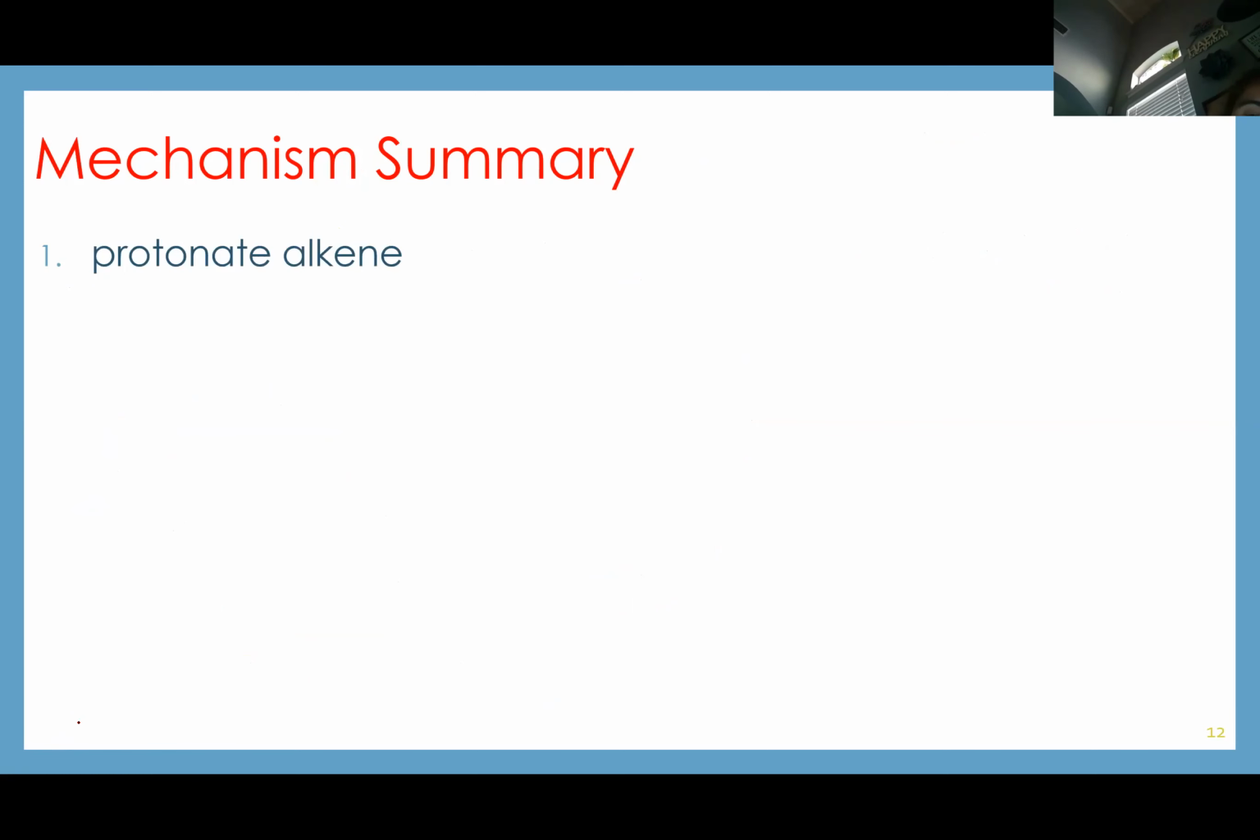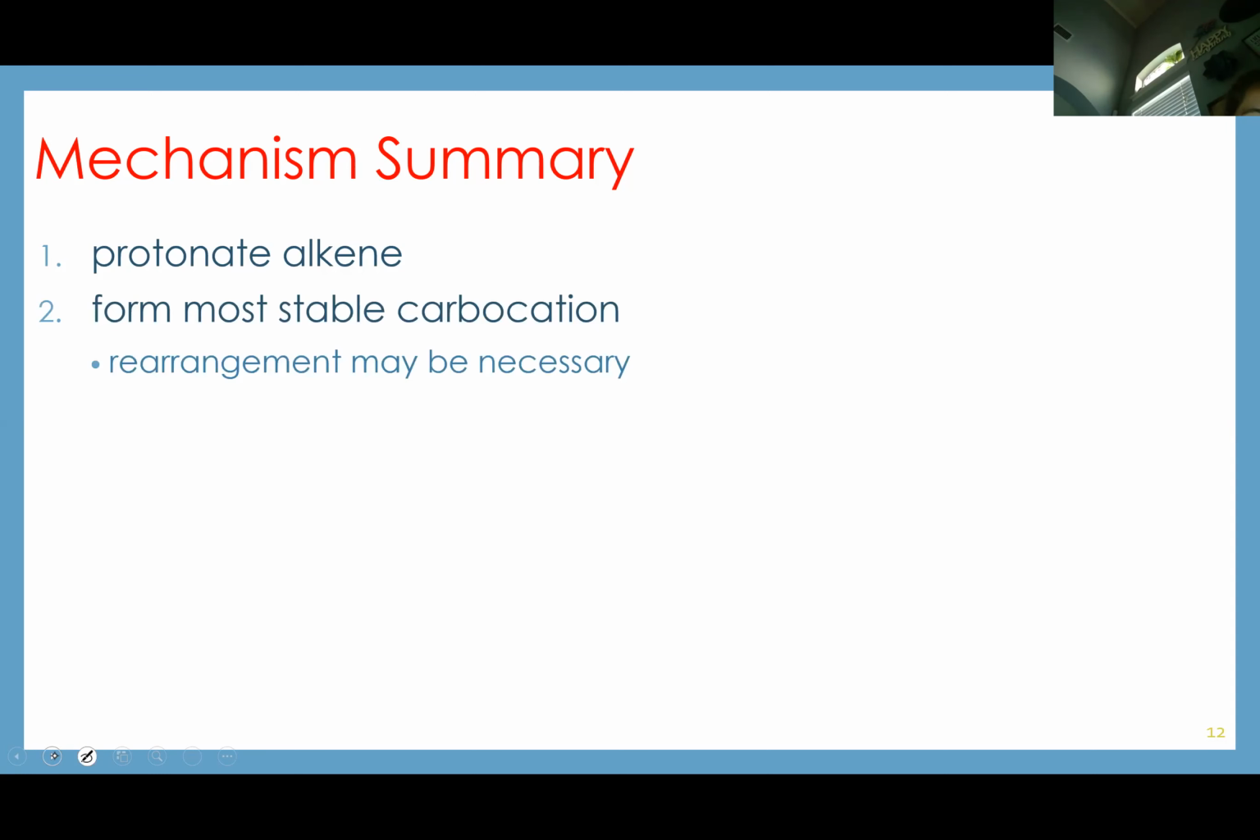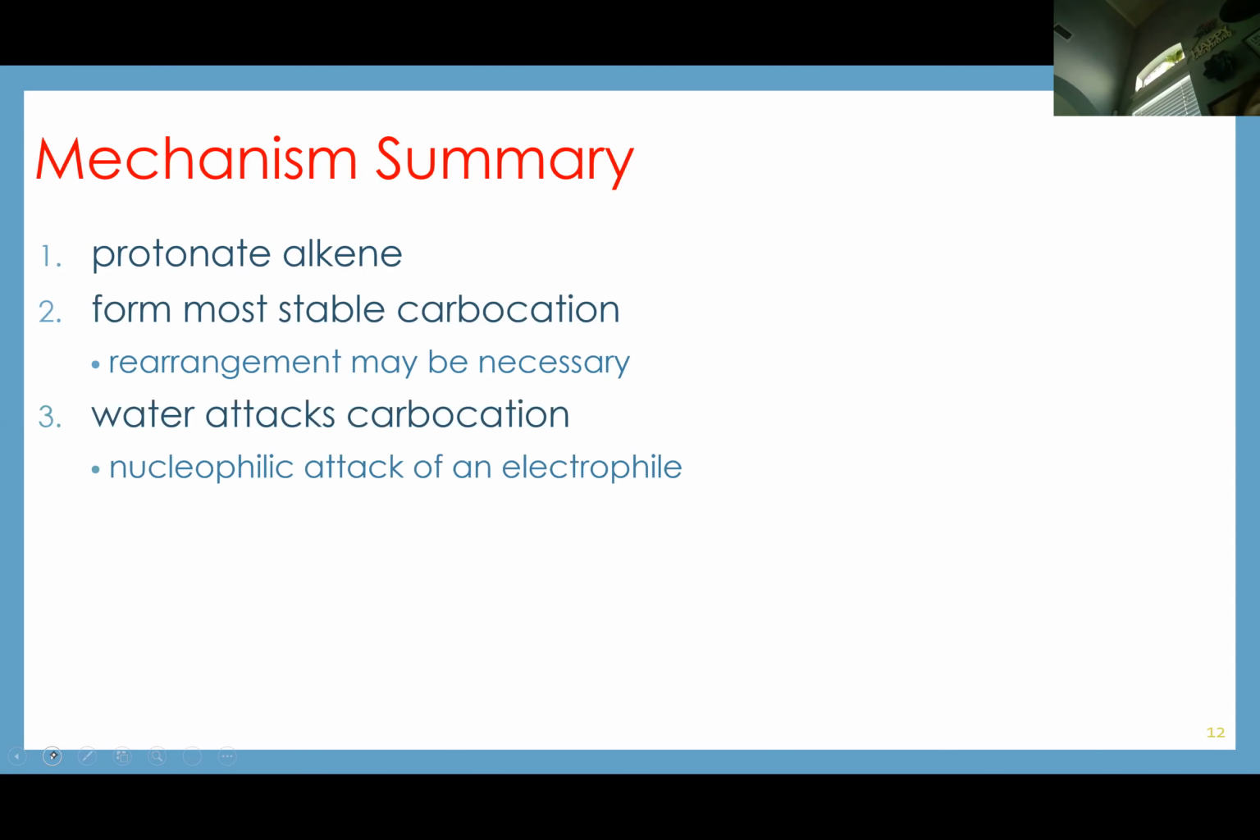So the mechanism summary of acid catalyzed hydration is: 1, protonate the alkene. 2, form the most stable carbocation, and you may need to rearrange. 3, water attacks the carbocation. And then 4, you deprotonate to form the alcohol. So that is your mechanism every single time for an acid catalyzed hydration.